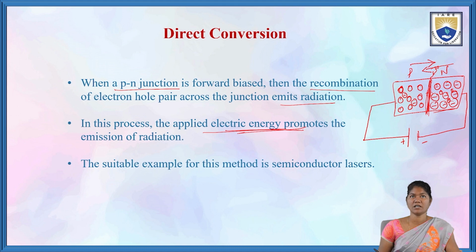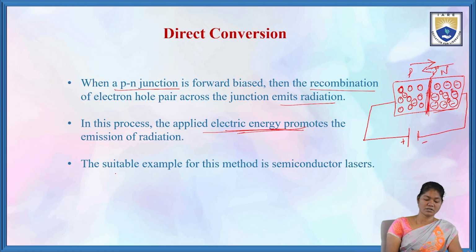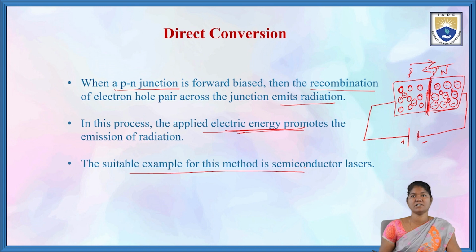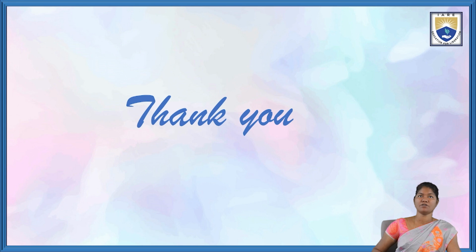Likewise, here we can pump more atoms to the excited state. The suitable example for this method is semiconductor lasers. So these are the different techniques we use to achieve population inversion. Why we have to achieve population inversion is to get more stimulated emission of radiation, so that the light will amplify. These are the topics we discussed in this session.